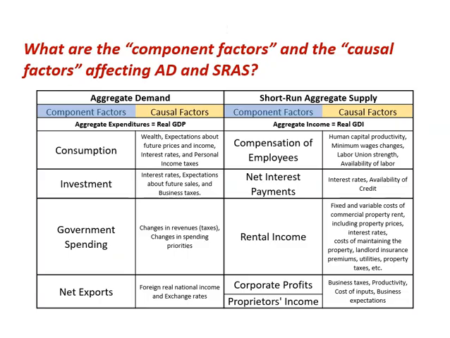What are the component factors and the causal factors affecting AD and SRAS? This is an important distinction to make between components of the model and its causal factors. Students often mix up the two. The component factors are the accounting relationships, but the causal factors are the stories that move demand and supply. This table portrays those components and causal factors for both aggregate demand and short-run aggregate supply.